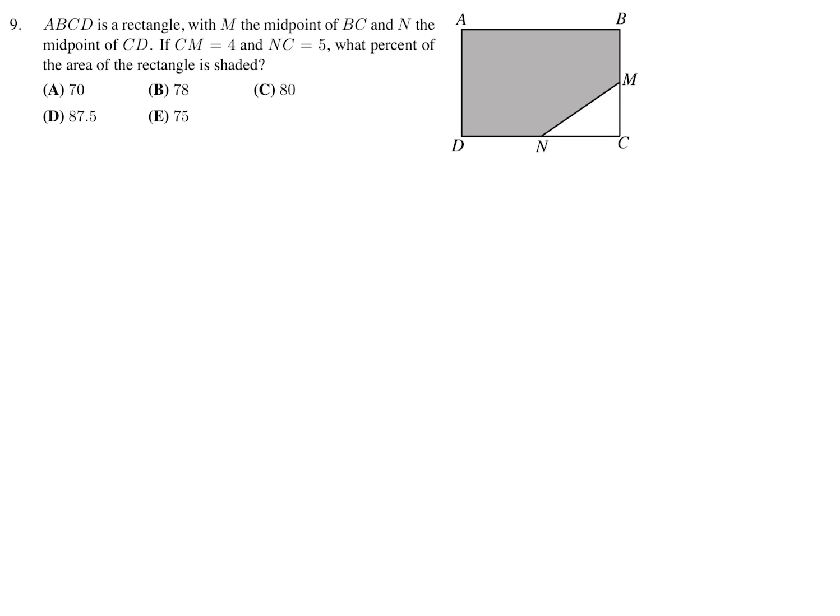ABCD is a rectangle where M is the midpoint of BC and N is the midpoint of CD. If CM is 4, NC is 5, what percent of the area of the rectangle is shaded? So M is the midpoint of BC, so that means this is the same as that, like that. And N is the midpoint of CD, so DN is the same as NC, like that. CM, they tell you, is 4, and NC, they tell you, is 5. Okay? And therefore, BM must be 4, and DN is also 5. Okay? So what percentage of the area of the rectangle is shaded?